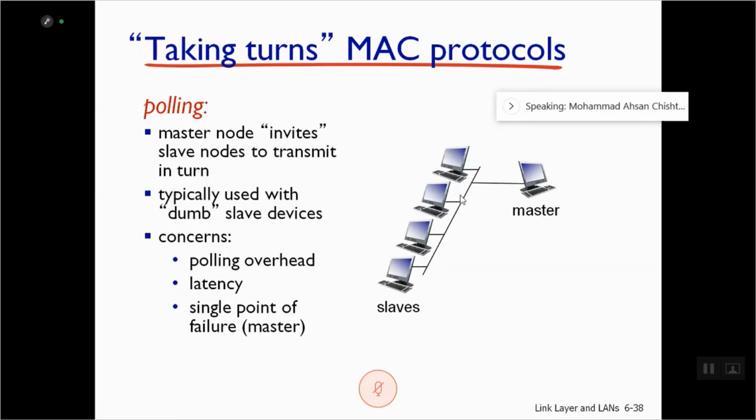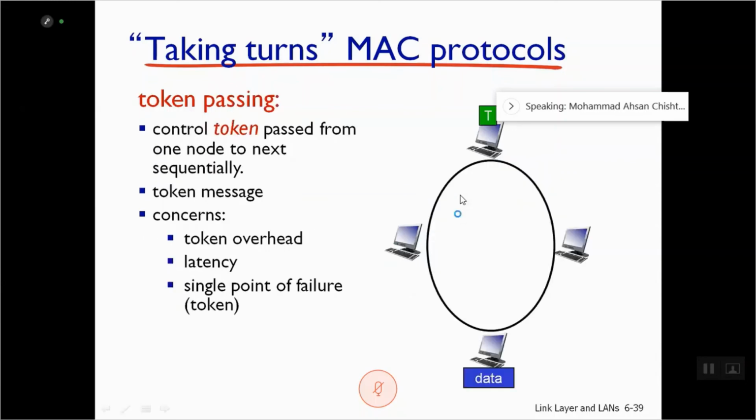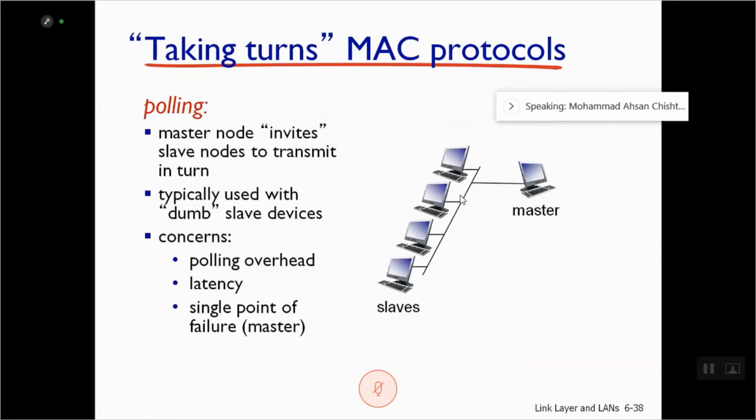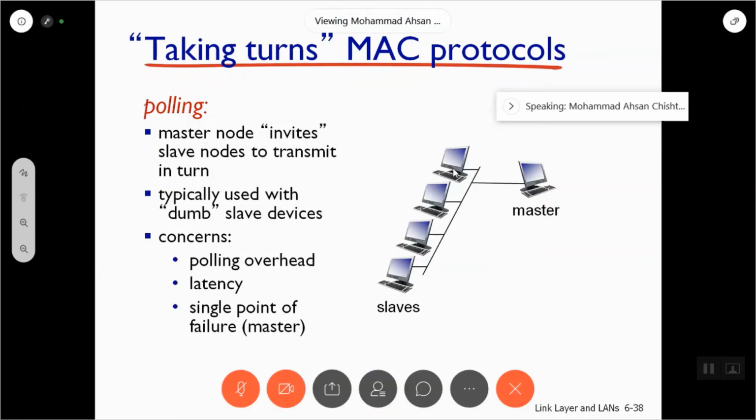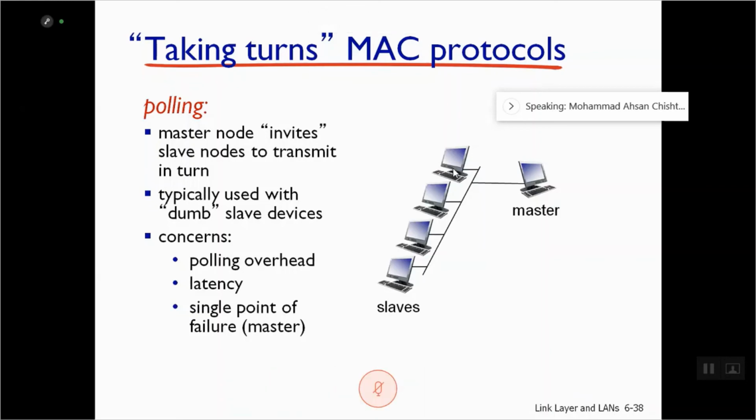And what does this polling overhead mean? It means that we have a polling delay. And what is this polling delay? It's the amount of time which is required to notify a node that it can transmit. That was this signal that was just now sent. This is latency, a delay which is introduced with it. Also, it is centralized. We have a master-slave relationship, and if the master fails, the whole of the MAC protocol of taking turns fails.